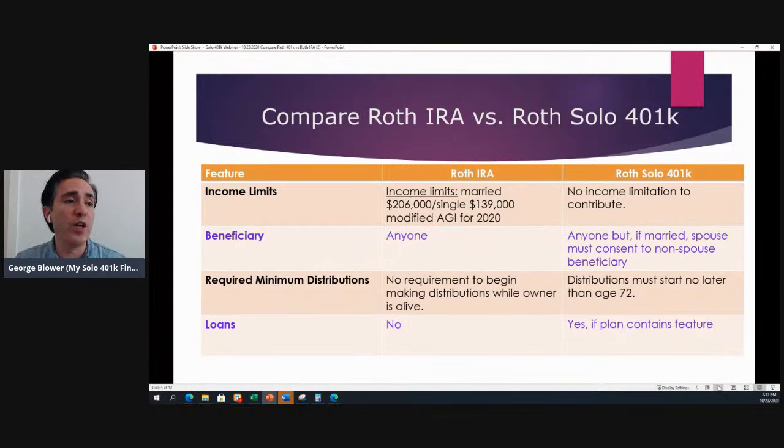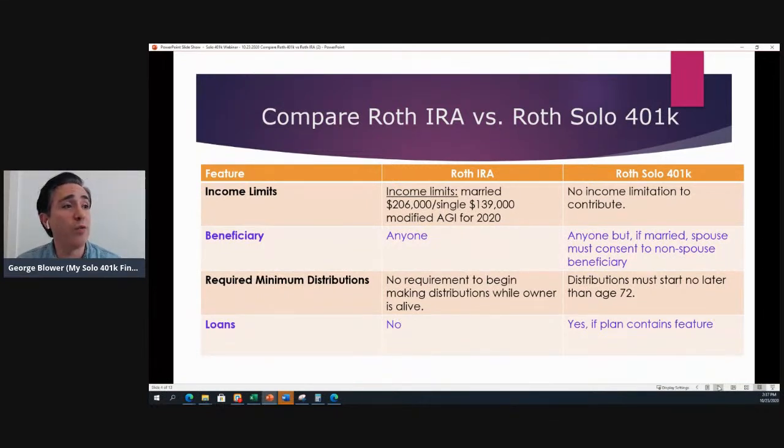Required minimum distributions. With a Roth IRA, there is no RMD requirement, of course, while you're alive. As far as a Roth Solo 401k, you do need to start taking distributions not later than age 72. Of course, you can roll those over to a Roth IRA before the end of the year. And if you zero out your Roth Solo 401k account balance, then there's not going to be an RMD because it's calculated based off the end of the year balance.